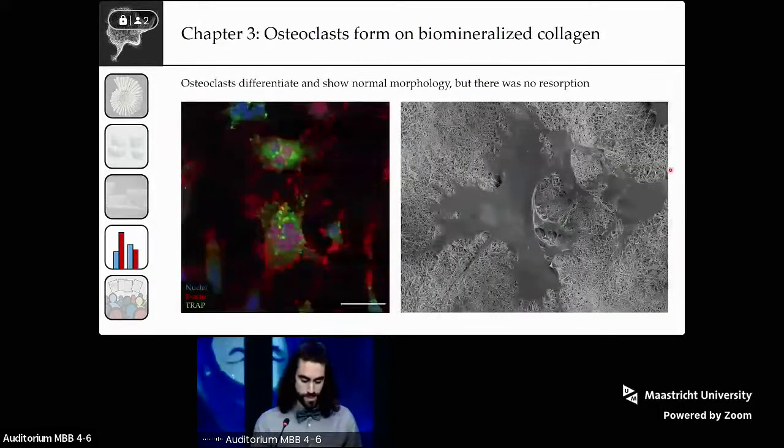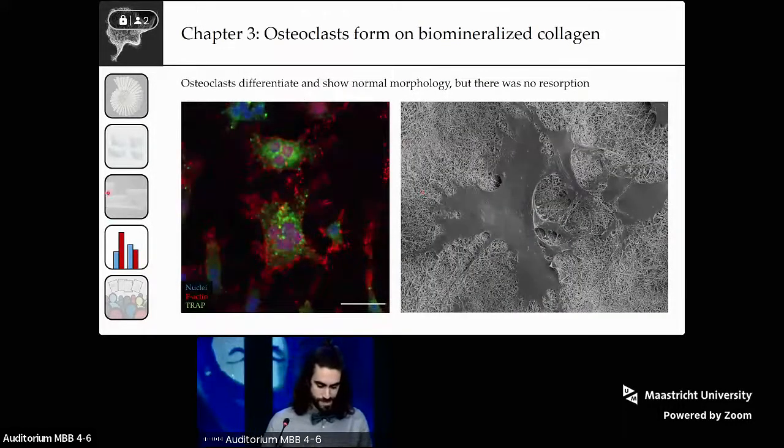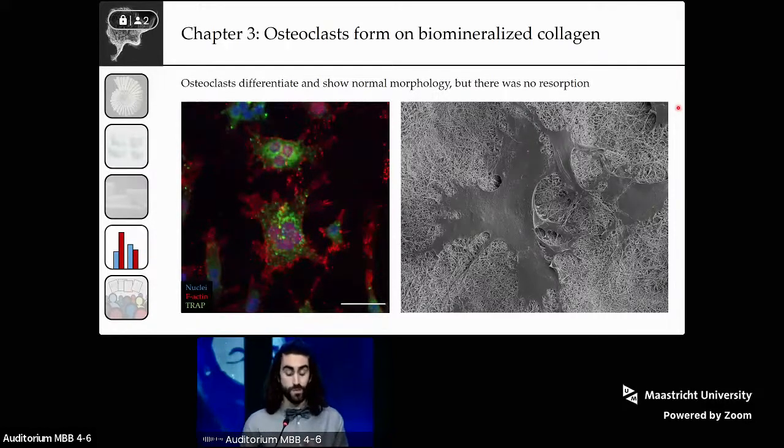Here you have some images of my cells. I will guide you through it. This one here in the bottom is an osteoclast. We know it because it's a large cell. It has multiple nuclei, and it has this green signal coming from it, which is from TRAP, which is an enzyme specific for osteoclasts. And here you can see the morphology of the cell a little bit better in scanning electron microscopy. So osteoclasts were forming, their morphology was good, but there was no evidence for resorption.